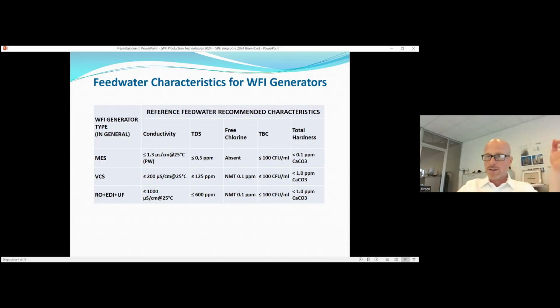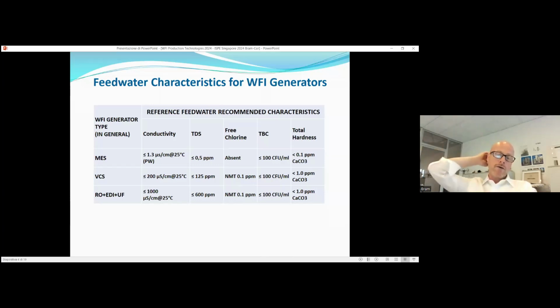For the vapor compression distiller, we have more tolerance, 200 microsiemens of conductivity at 25 degrees. We have 125 ppm of TDS. The feed chlorine can be 0.1 ppm, still very low. Same total bacteria count that we found in the multiple effect distiller, and 1 ppm of hardness.